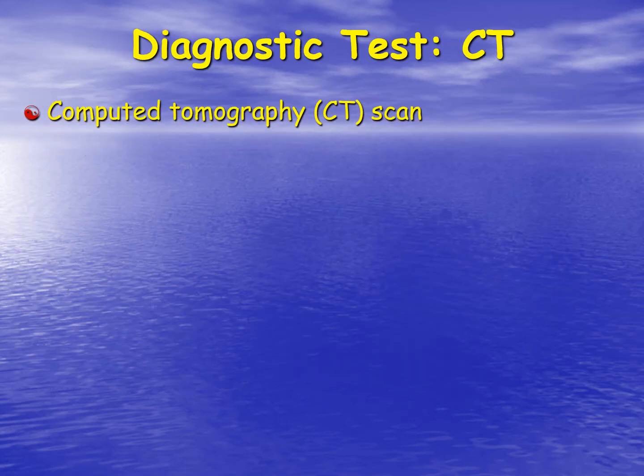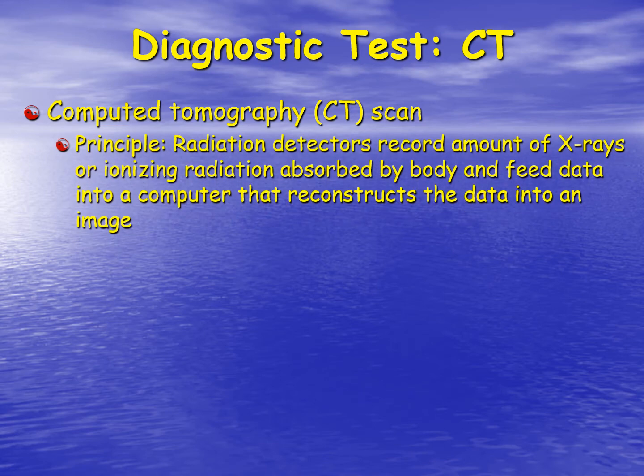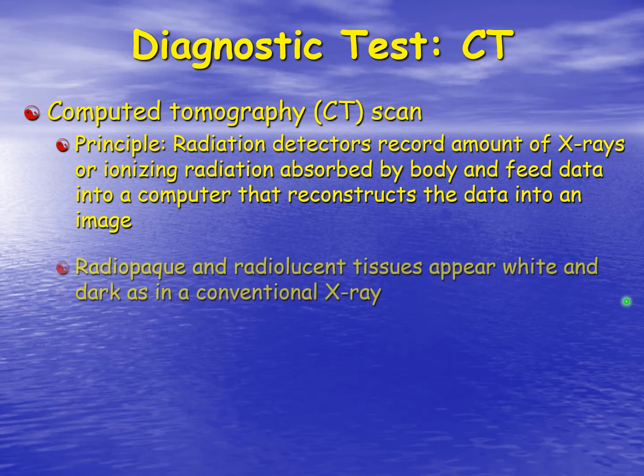Now, computed tomography or CT scan or the old term CAT scan also uses X-rays in order to take images. But how CT differs from plain X-ray films is actually simply this. It takes a three-dimensional image of the patient. So radiation detectors record the amount of X-rays or ionizing radiation absorbed by the body and feed that data into a computer that reconstructs that data into a three-dimensional image for us.